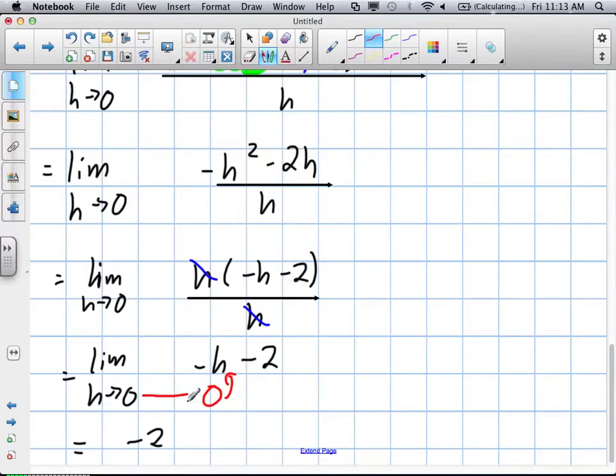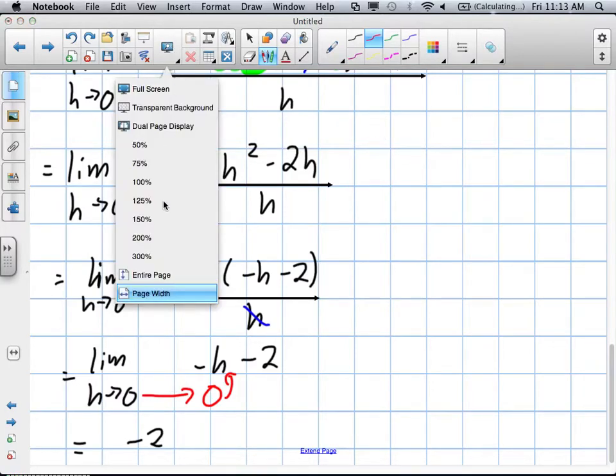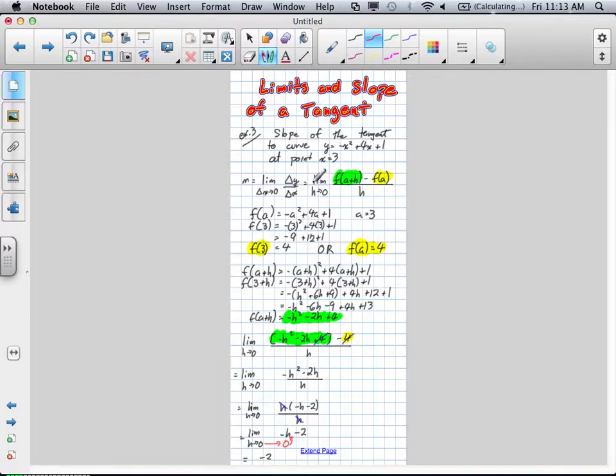Okay? That's when we've taken this h at 0, plugged it in. So our rate of change is negative 2 at that point. So after all that work, tangent to the curve at that point, the rate of change is negative 2 at that point. Okay? There's a part B and a part C. I'm just going to try to give an idea of what that looks like.